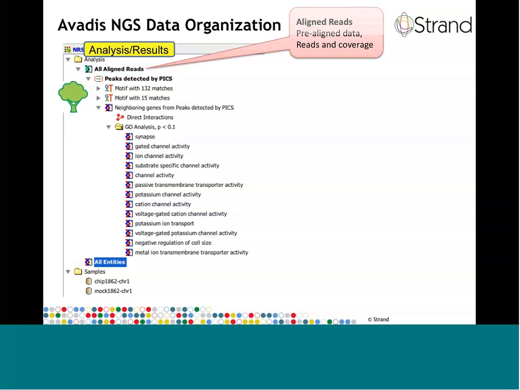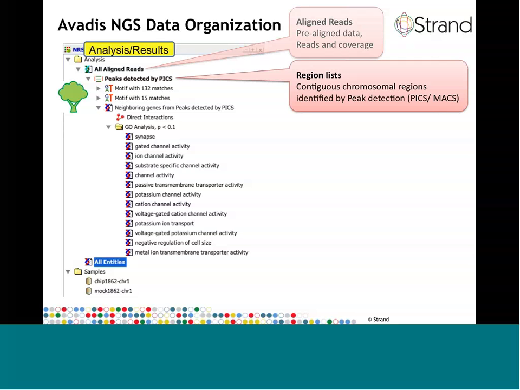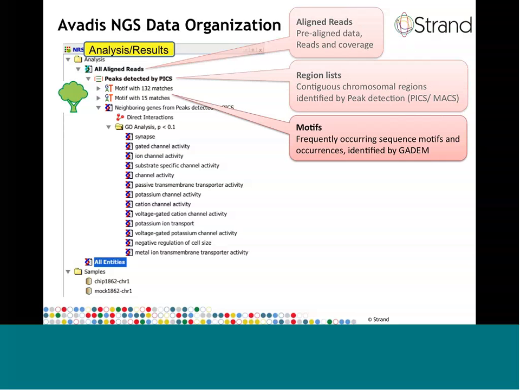The next step we did is run the peak detection algorithm PICS, and the results were stored as a descendant or tree branch of the All Aligned Reads object. We next ran the motif detection workflow step, which resulted in 2 motifs being detected, one with 132 matches and another with 15.